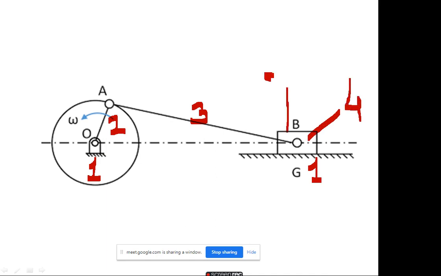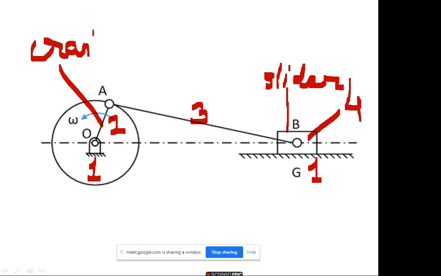I'll give the naming also. This is the slider, whereas this is a type of crank, and this one is the type of connecting rod. So this is the slider crank mechanism. You should understand the difference between a 4-bar mechanism and a slider crank mechanism.